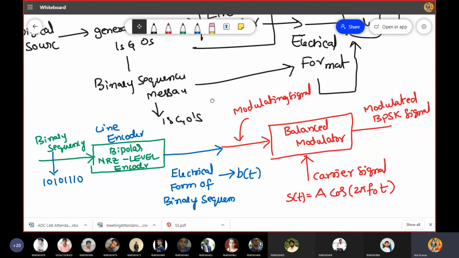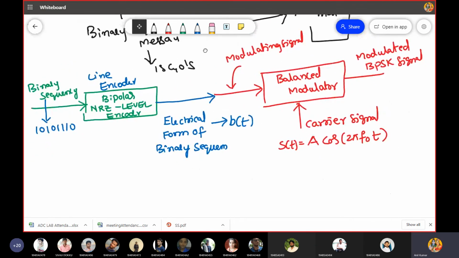What is the function of the product modulator or balanced modulator? Simply, the modulating signal is one of the input signals to the balanced modulator, and the carrier signal is the other input. The balanced modulator performs a product operation, a multiplication between the modulating signal and the carrier signal. Finally it gives the BPSK signal. So what is the BPSK signal? Anyone please respond to me.